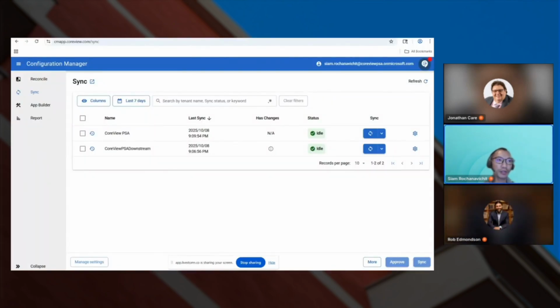So one of the things we see as an organization, as CoreView as an organization, that we see across every single customer that has a Microsoft 365 environment is everyone has the same problem.